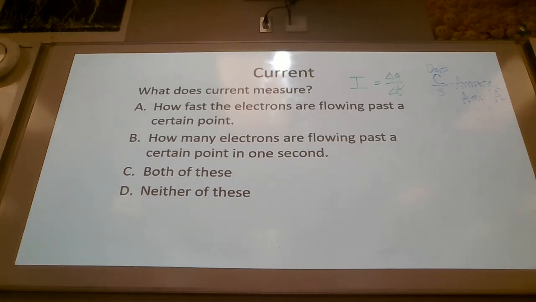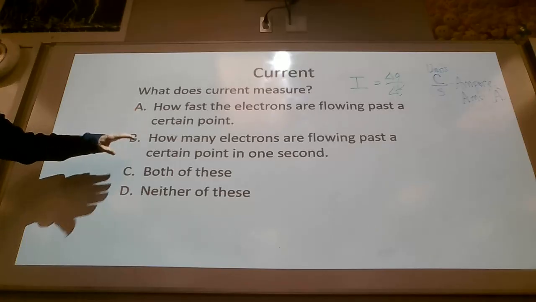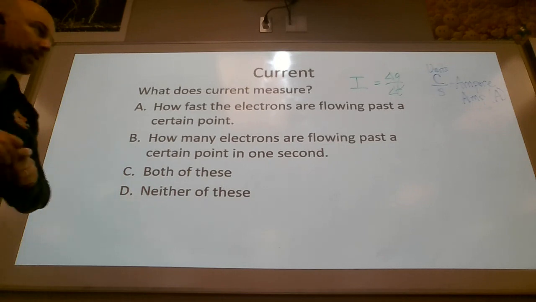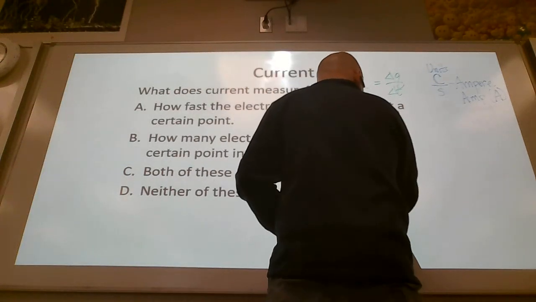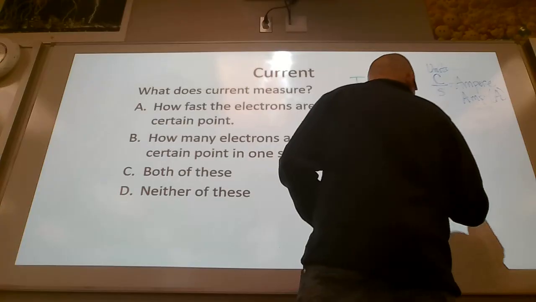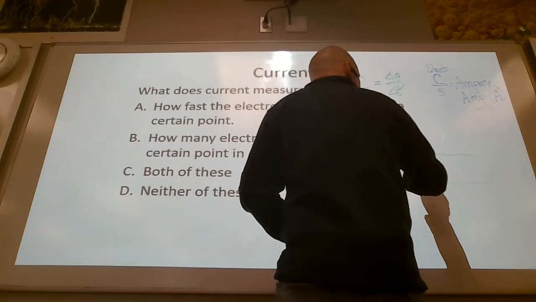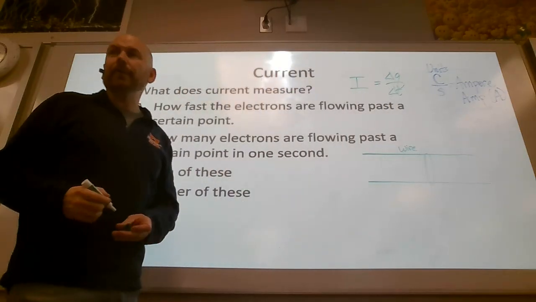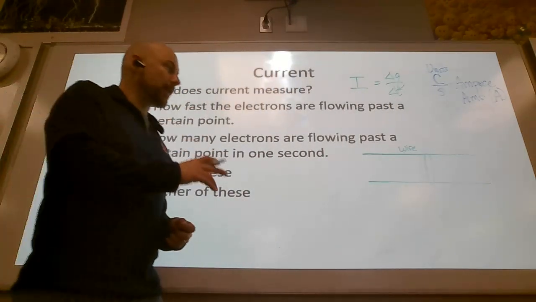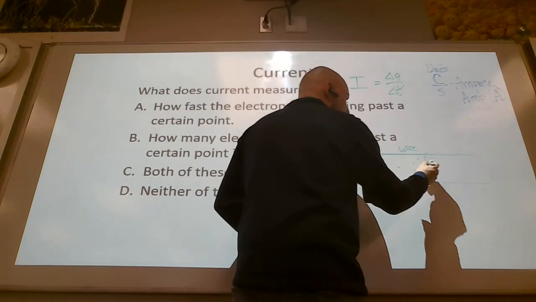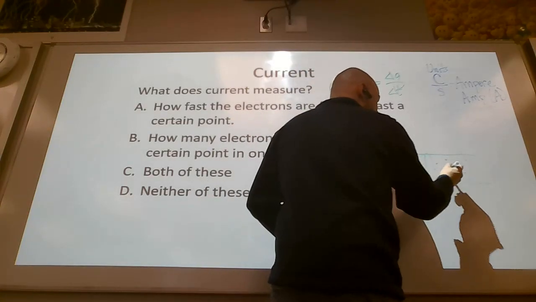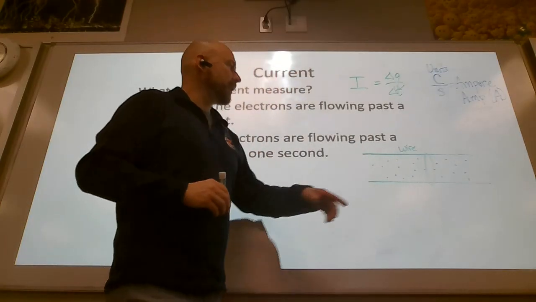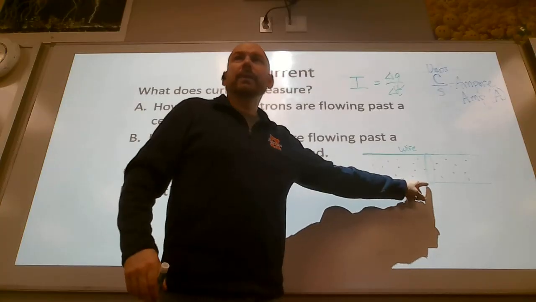A popular misconception is how fast the electrons are flowing. The correct answer is B. It's not about how fast they're going. So what is current? If this is a wire and you're looking at it three-dimensionally, you have a cross-sectional point here. These are the electrons as they flow through, and what current looks at is how many are going by this point every second.